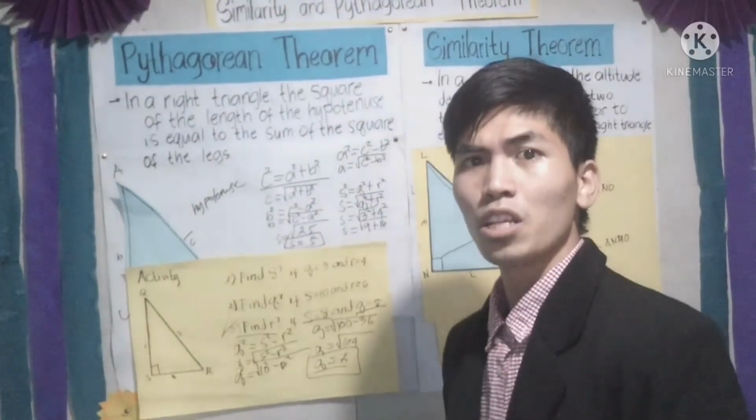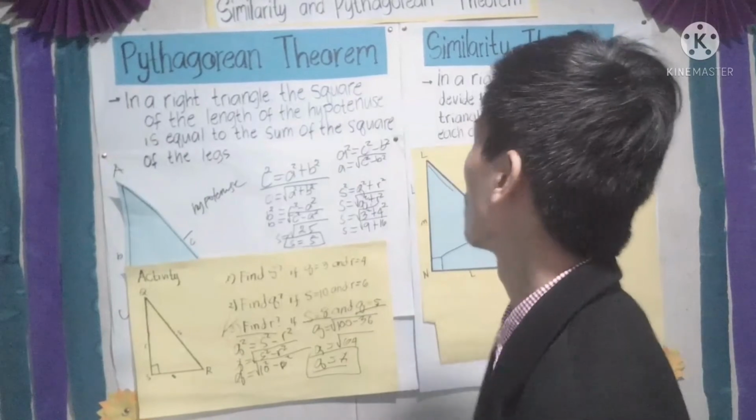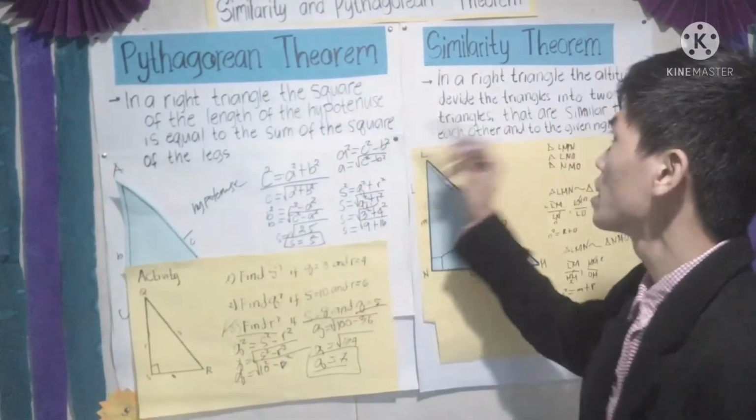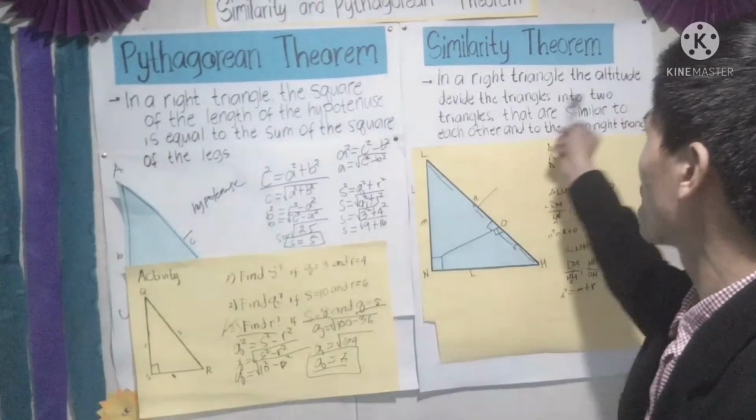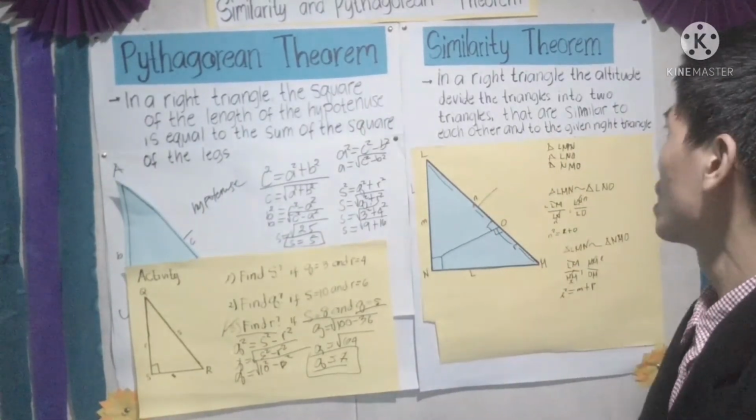Now, let's proceed to the similarity theorem. According to the theorem, in a triangle, the altitude divides the triangle into two triangles that are similar.